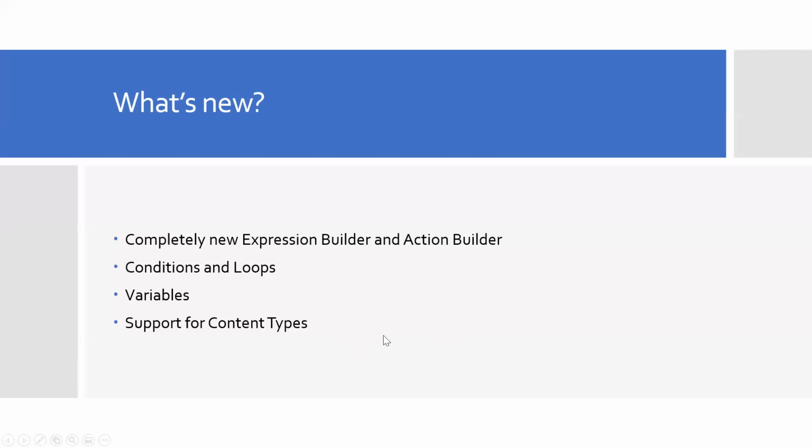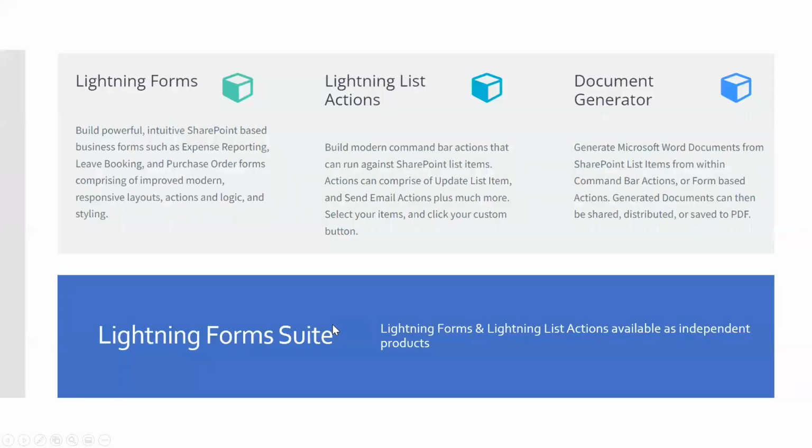And something that has been requested a lot is for lists that contain multiple content types is to be able to see that content type control on the form. So you can now do that and then of course load the fields based on which content type was selected. Okay, so they're the brand new features. The products that you saw today was Lightning Forms, the Lightning List Actions, and also the document generator. These are all available as one suite.